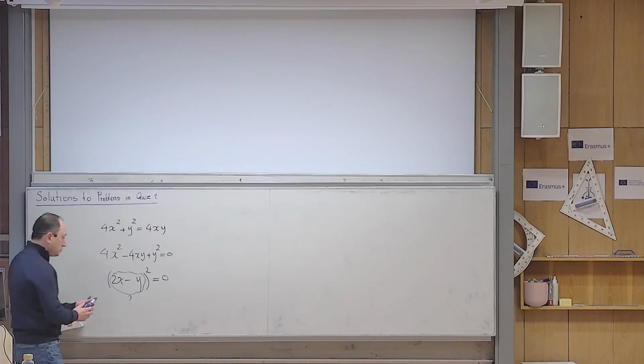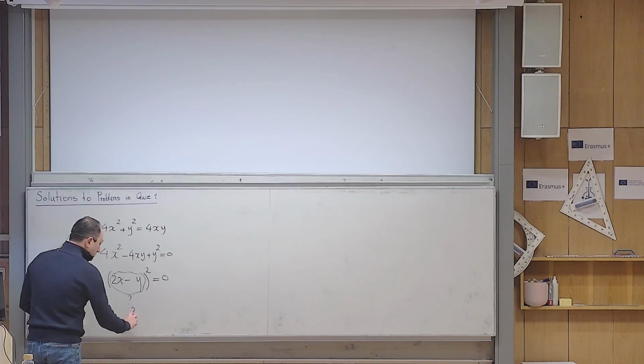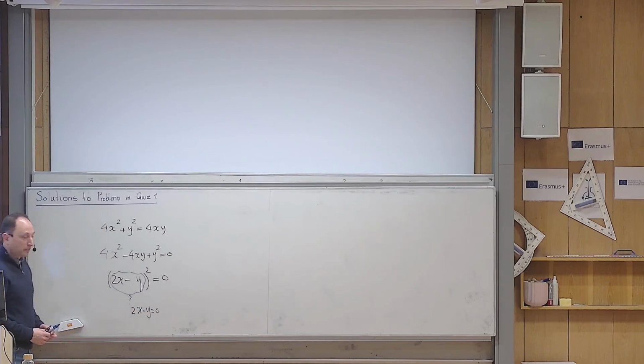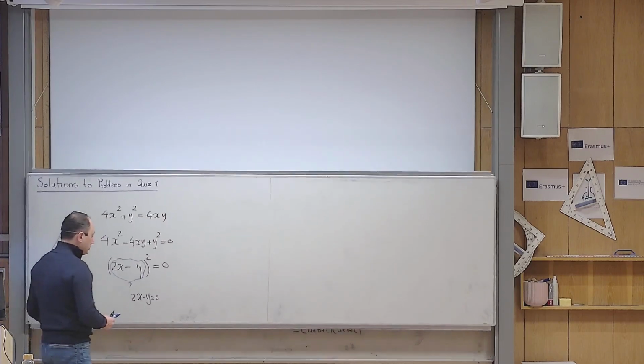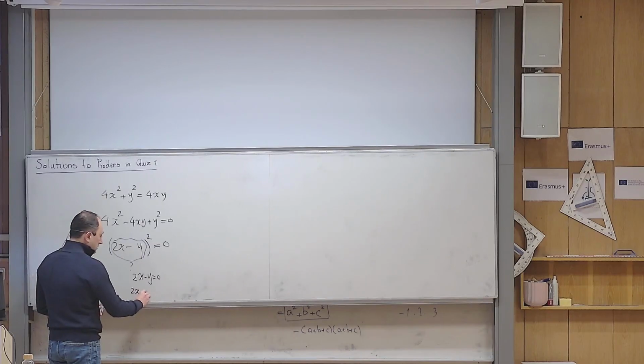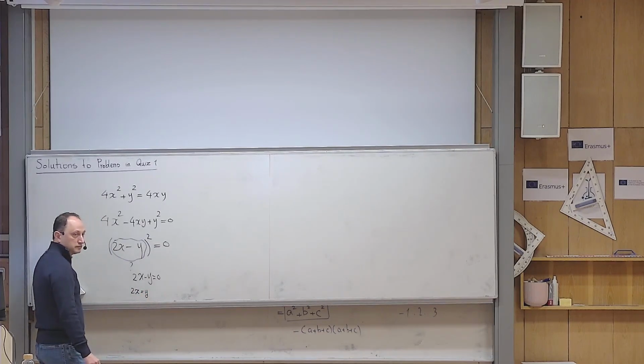Which number is that number whose second power is 0? 0. So this means that the question mark is what? 0. If the question mark is 0, what does it mean? It means 2x is equal to what? y. Yes or no? This is the conclusion.